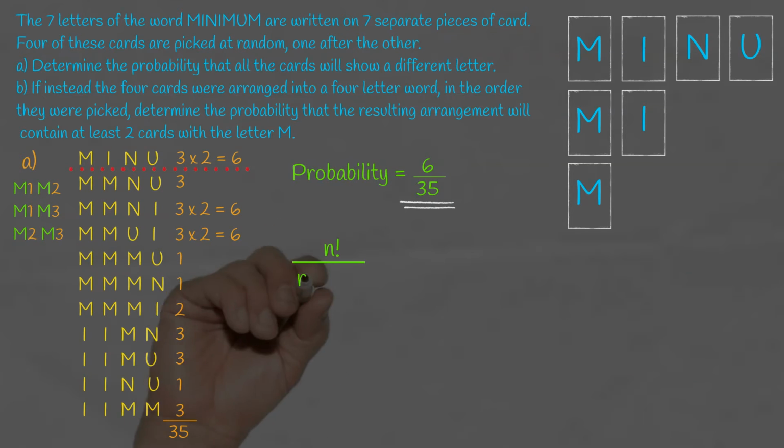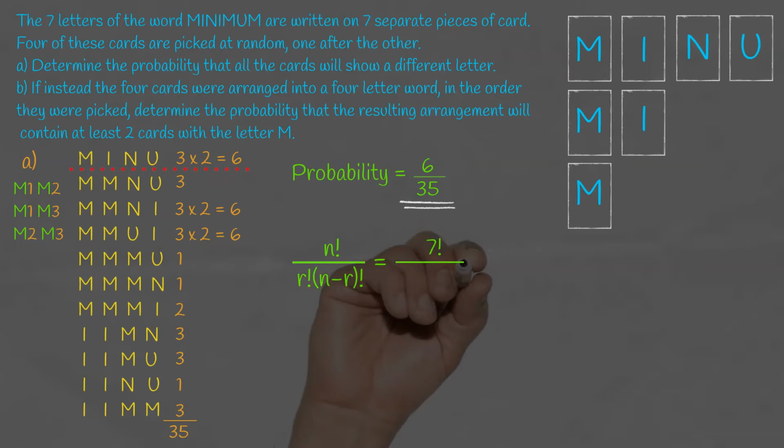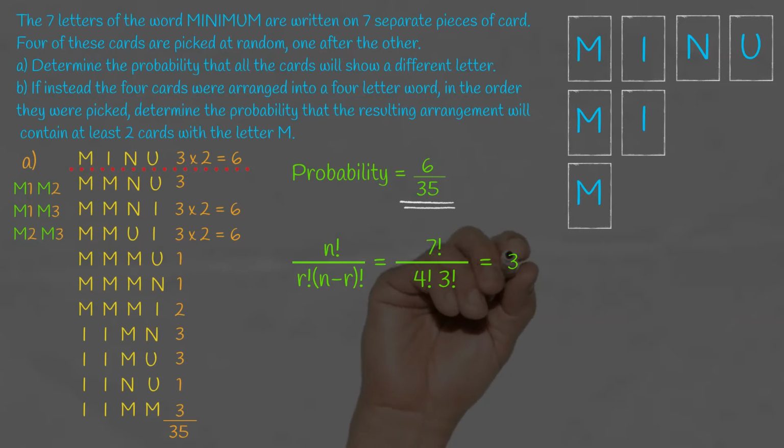Of course, if you use the combinations formula, you could also work out how many ways you can choose 4 cards from the 7, and we also get 35.